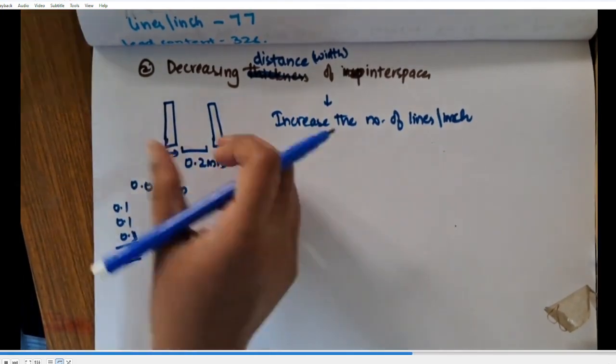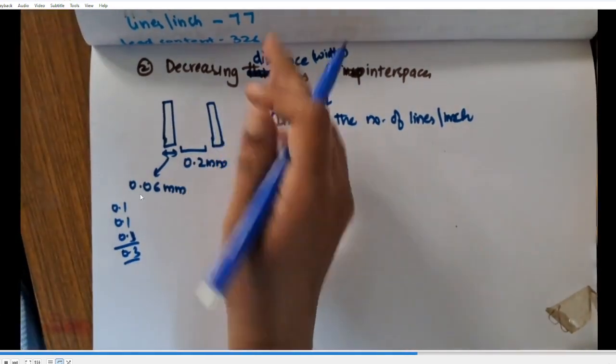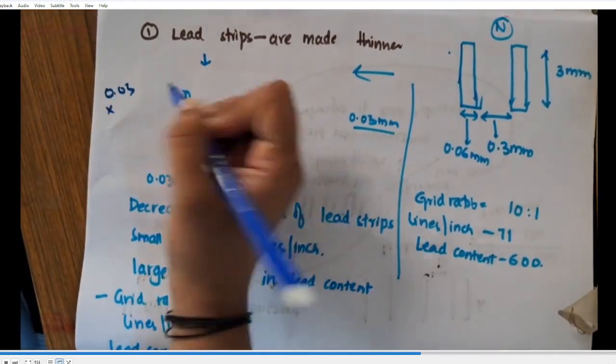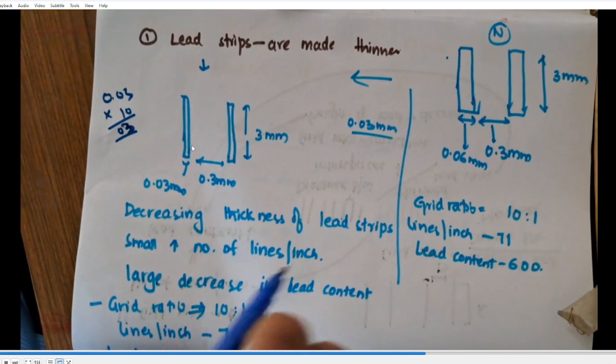So when we decrease the width of the interspaces, this will also increase the number of lines per inch. So in this situation here, this 0.03 mm is the decrease in width of the lead strips. For making 0.3 mm from 0.03 mm, we have to multiply 0.03 by 10 times. That means if you keep 10 of these lead strips together, you get this 0.3 mm width.